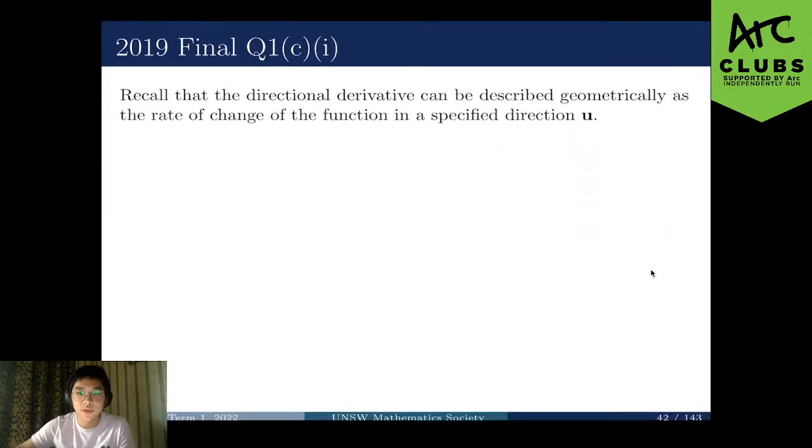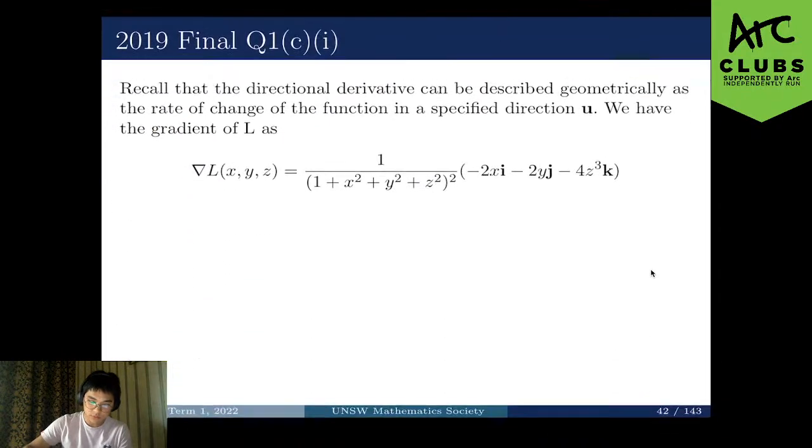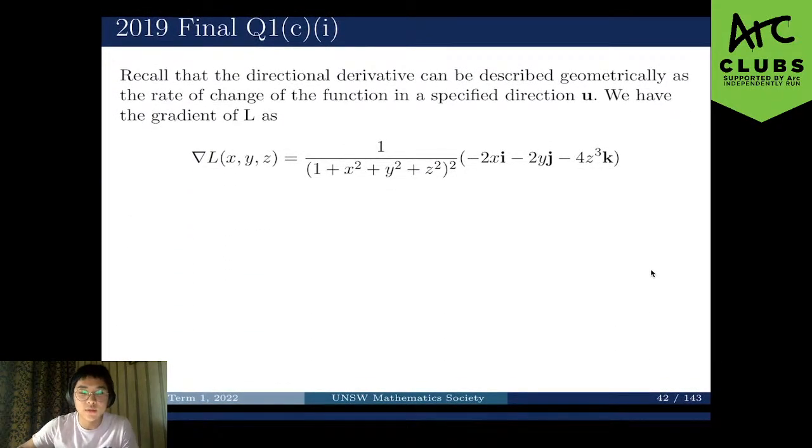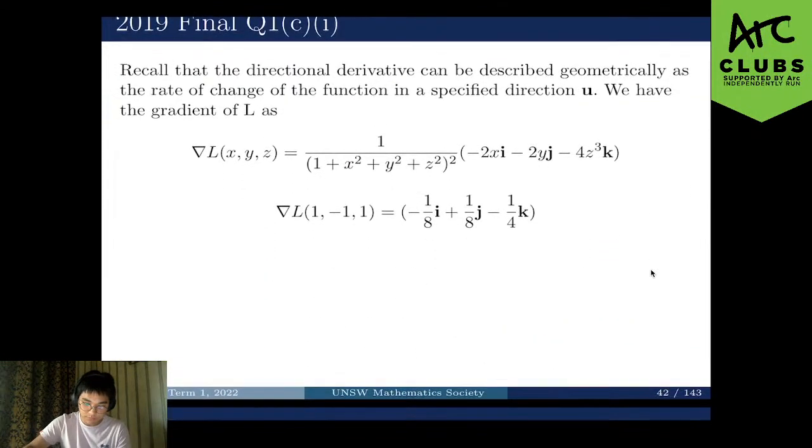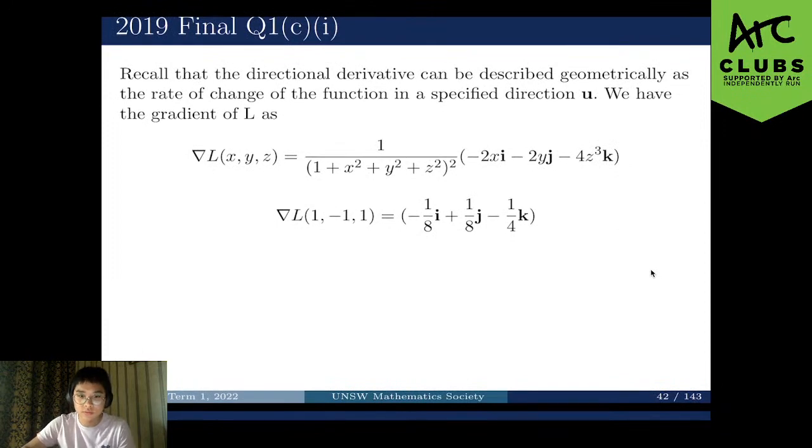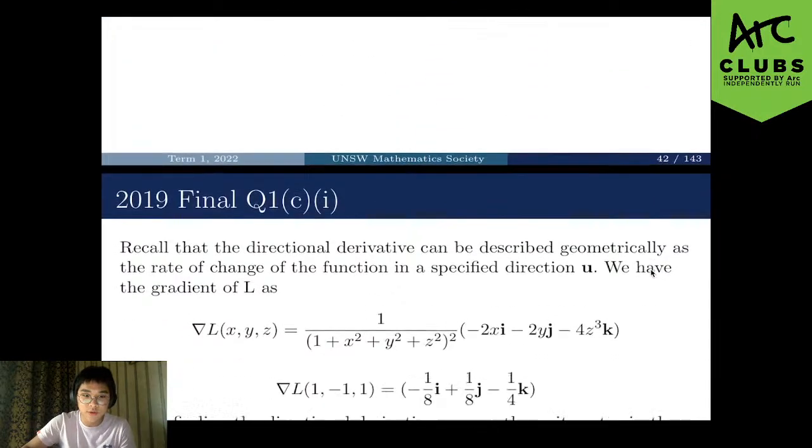Recall that the directional derivative can be described geometrically as the rate of change of the function in the direction u. So we go ahead and calculate the gradient of L. We've factored out this part since each of the components will share it. Now we sub in the point, and we get the gradient.